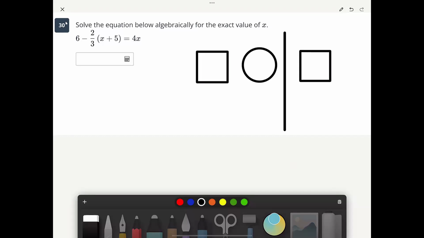So this is saying solve this equation below algebraically, and they want the exact value of x. When you see the words exact value, basically what that means is they don't want decimals. They don't want repeating decimals. They want a fraction. So whenever you see that word, that should make you hyper focus and go, oh, I need to give them a fraction.